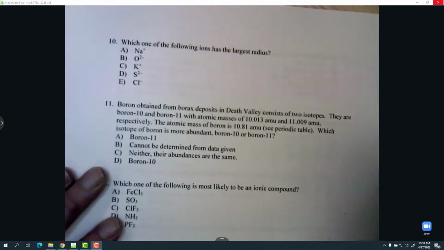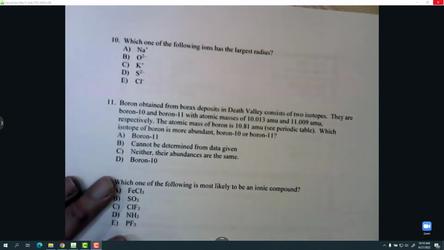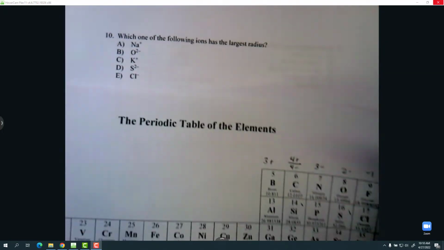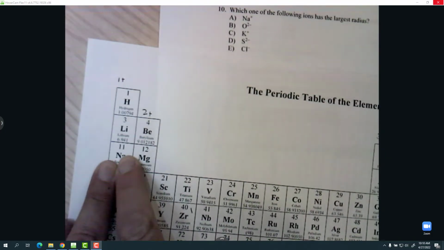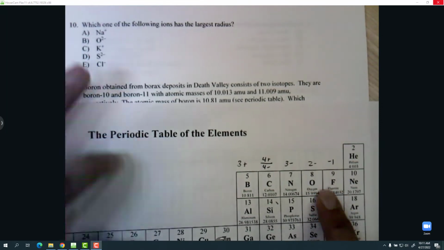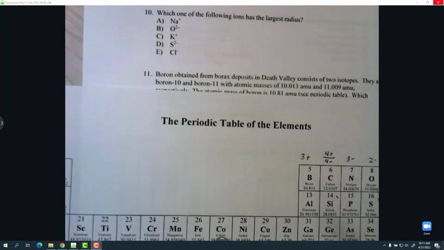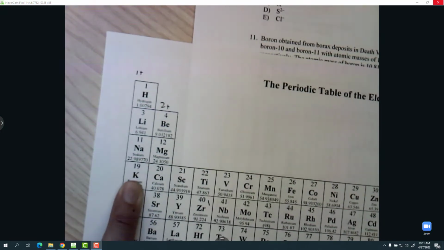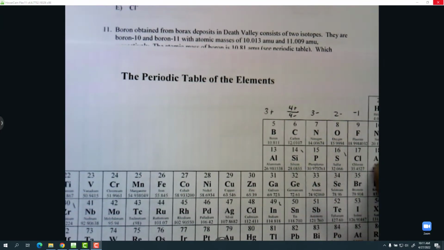All right, page 3. Sorry, stack my papers here. All right, which one of the following would have the largest radius? Okay, so now we're looking at sodium plus, which would be like neon, oxygen 2 minus, which would be like neon, potassium plus, which would be like argon. So that's bigger than neon. So far that would be it.